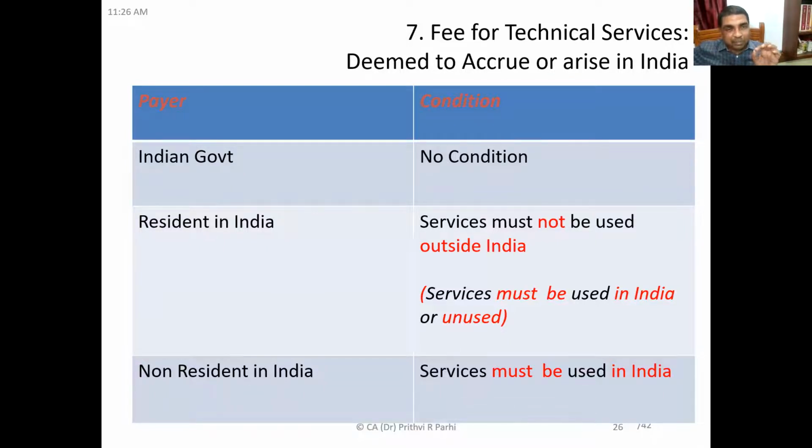If it is paid by a person who is resident in India, then you have to see services must not be used outside India. If the payer is non-resident in India, you need to ensure that services must be used outside India. Then only that income shall be deemed to accrue or arise in India. Okay, you see conditions are more or less similar. Interest, royalty, and fee for technical services.